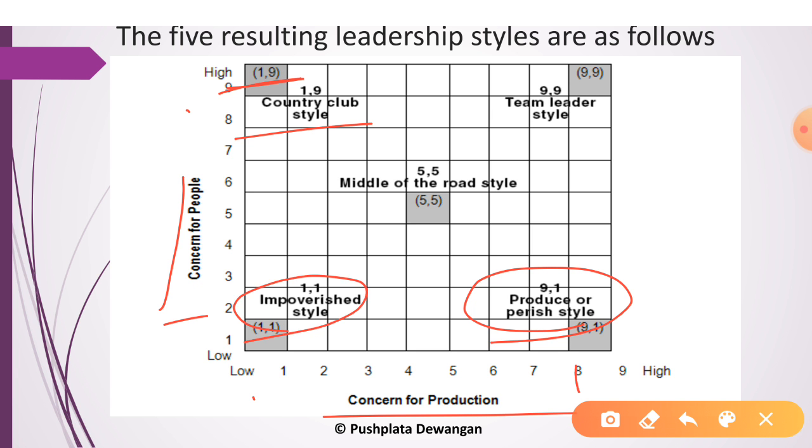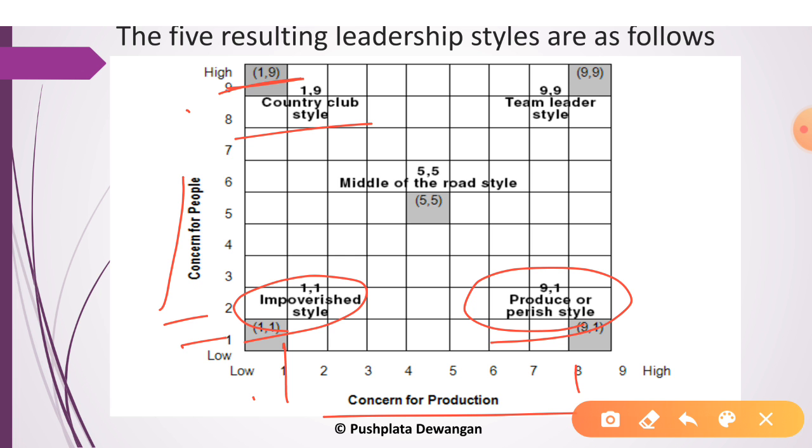The next one is under the 1,1 grid, that is the impoverished style. This style is basically low concern for production and low concern for people. It is a delegate-and-disappear management style, a kind of lazy approach. The manager avoids getting into trouble. His concern is not to be held responsible for his mistakes. So the manager uses this style to preserve the job and job seniority and to protect themselves by avoiding getting into trouble. This kind of leadership is mostly ineffective.